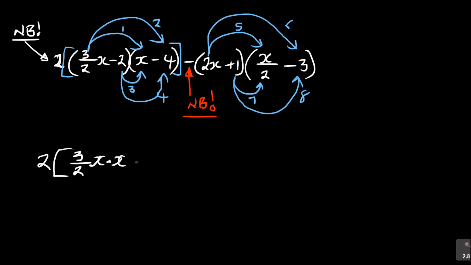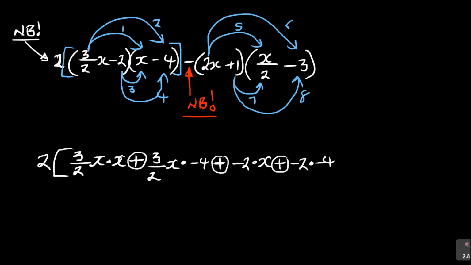And then now I said always take out a positive if you're doing it the long way, plus 3 over 2x times what? Negative 4. I think that done in the first part, and then minus, okay, take a positive, always take a positive, plus negative 2 times x, and then plus negative 2 times negative 4. So that is the part.